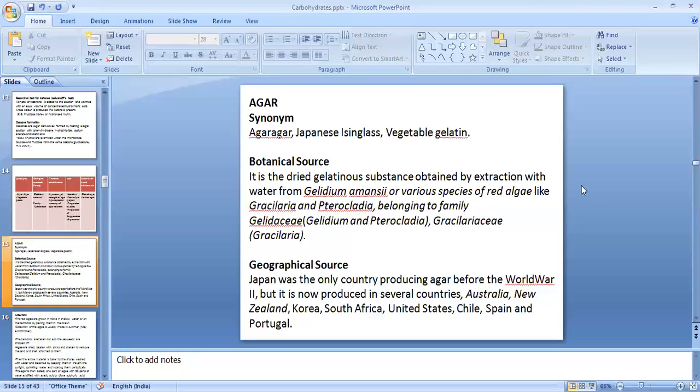Next, the geographical source. Japan was the only country producing agar before World War II. But now agar is produced in several countries like Australia, New Zealand, Korea, South Africa, United States, Chile, Spain, Portugal, and in some areas of India too.